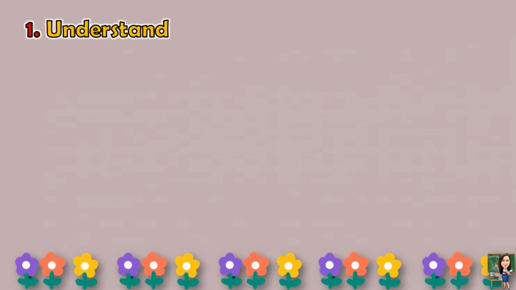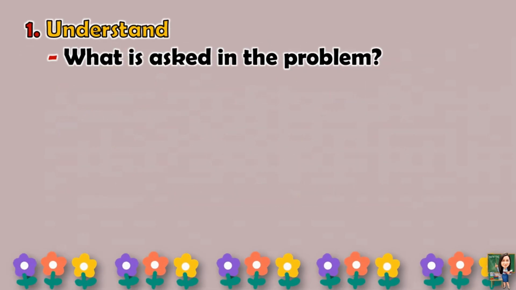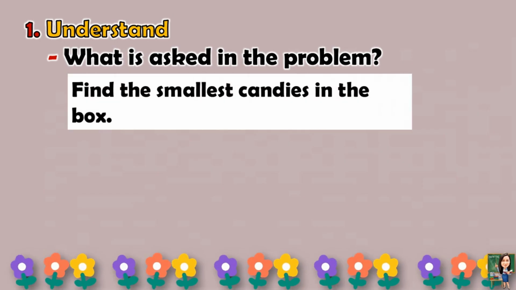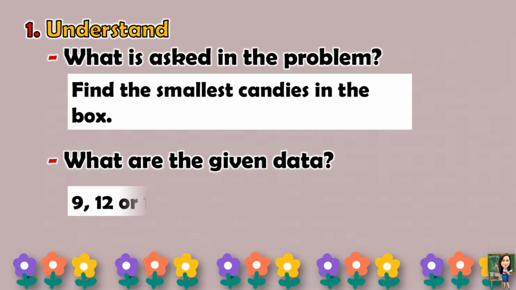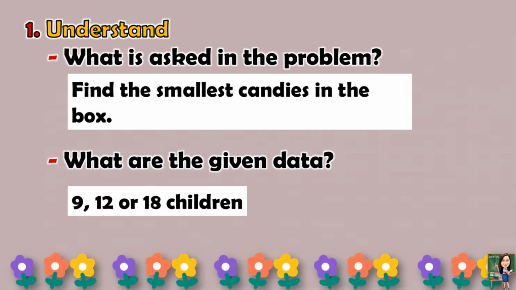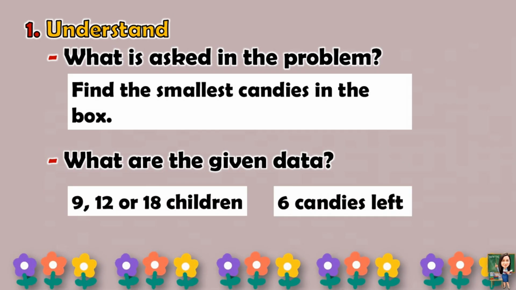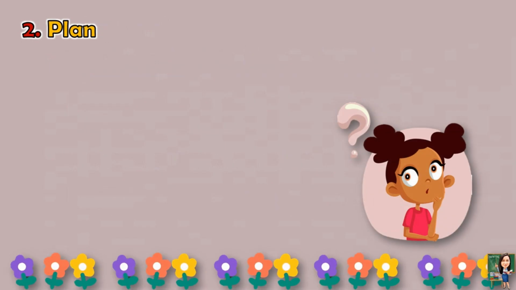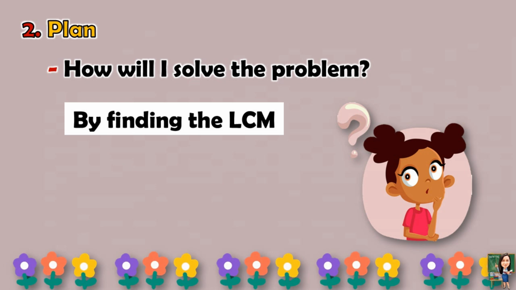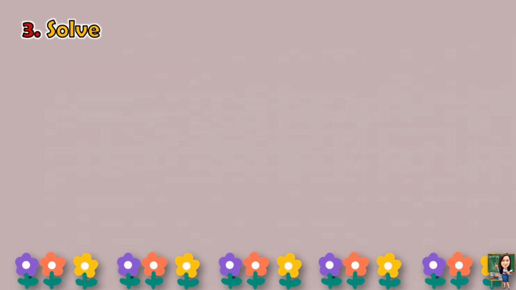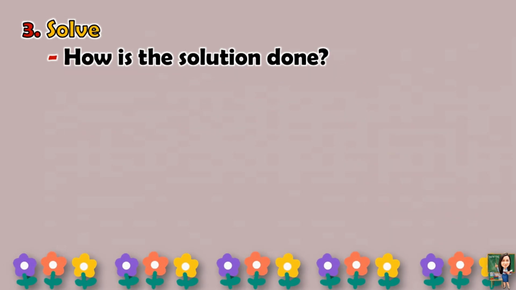Step 1. Understand. What is asked in the problem? Find the smallest number of candies in the box. What are the given data? 9, 12, or 18 children. 6 candies left. Step 2. Plan. How will I solve the problem? By finding the LCM. Step 3. Solve. How is the solution done?